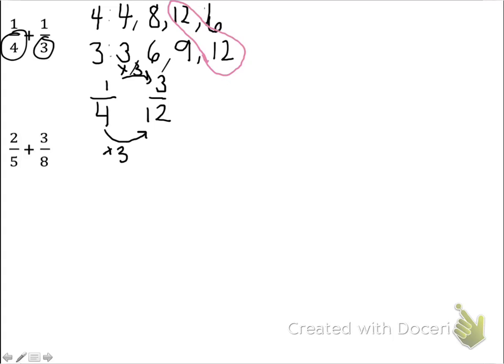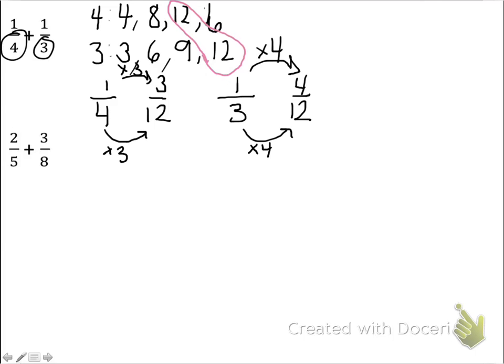Let's do 1/3 now. We're going to rewrite 1/3 using our least common denominator of 12. What do I do to 3 to get 12? I multiply it by 4. Whatever I do to the denominator, I need to do it to the numerator. 1 times 4 is 4. Okay, now I'm done step 2. And now I need to solve it.